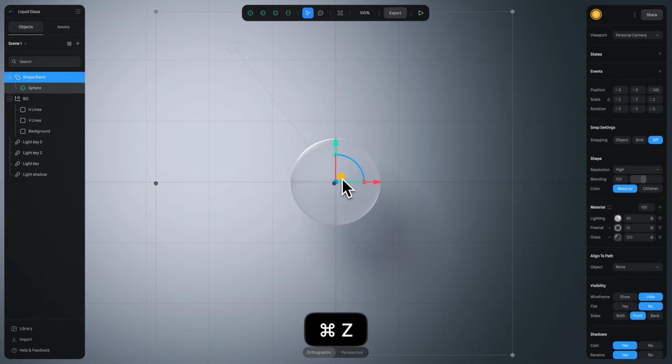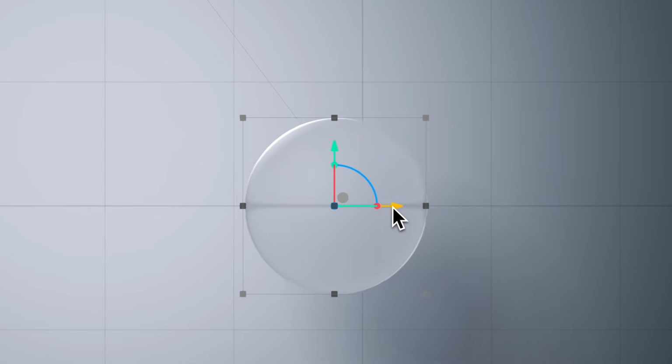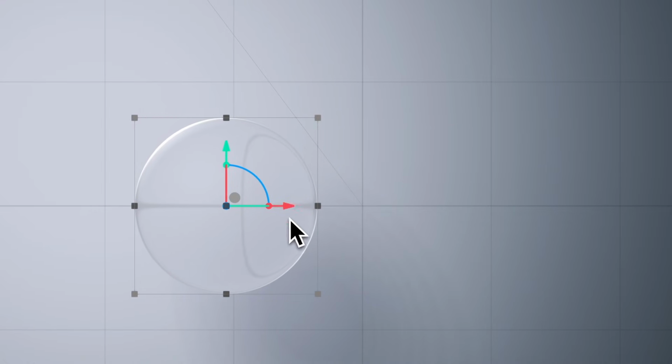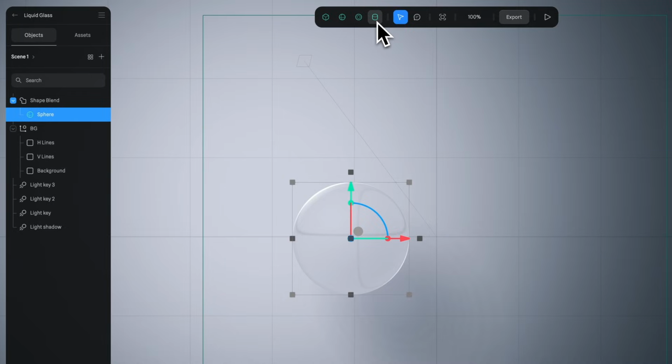Next, let's tweak our composition a bit. Select the sphere inside the shape blend and move it to X -94 and Y -2 to create a pleasing distortion in the grid behind. Now add a cylinder from the toolbar.